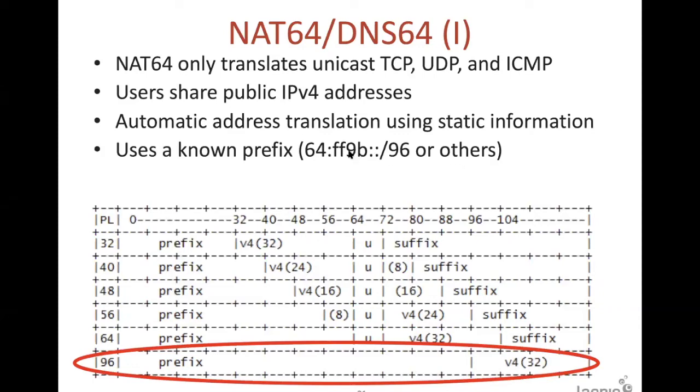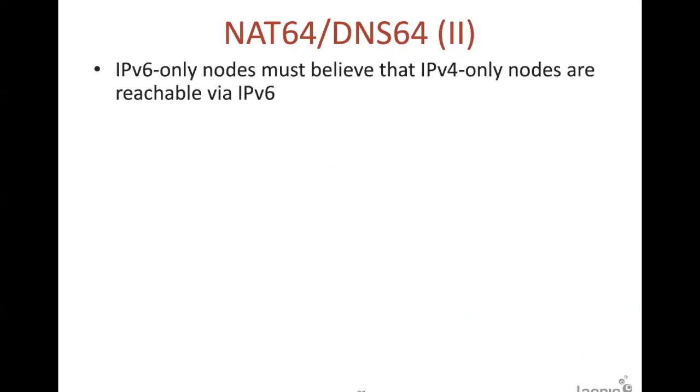So the destination now from the IPv6 only host will be this address, 64:FF9B, plus the 32 bits of the destination host. This is exactly the way it works, okay? You can use, for example, Joule, Exodus, or Taiga to make this happen. DNS64.